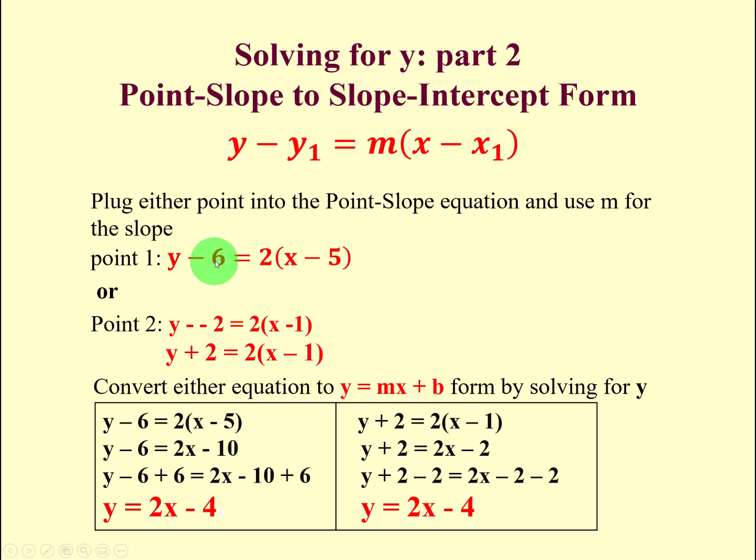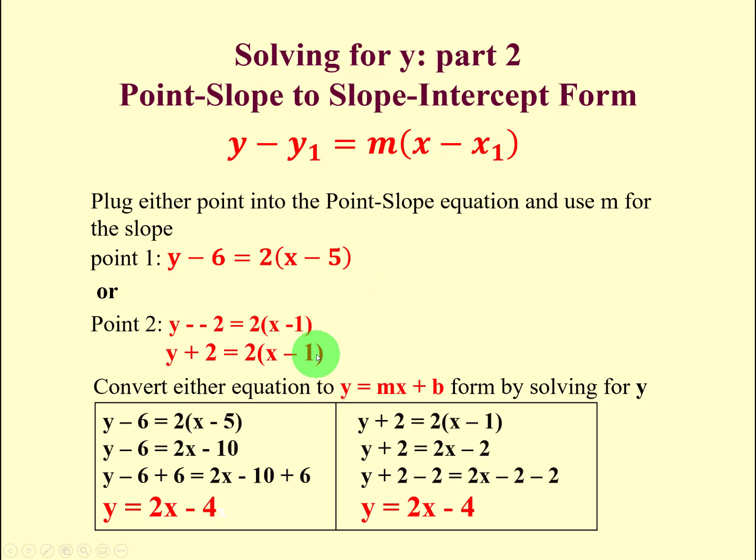y minus 6 equals 2 times x minus 5. Make sure you understand that. And here's the other point. I'm going to put y minus a minus 2. Please remember that this was a -2 and there's a minus in the formula. So a minus and a minus gives you a plus. You're going to end up with this here. These are your point-slope equations of the line.